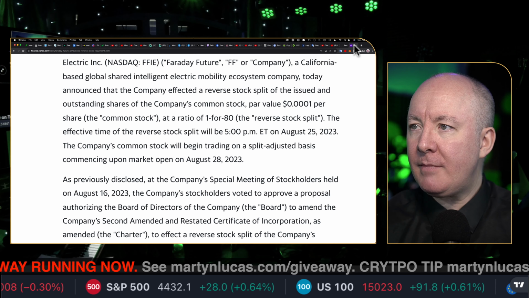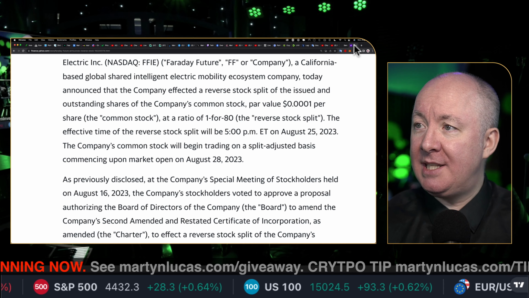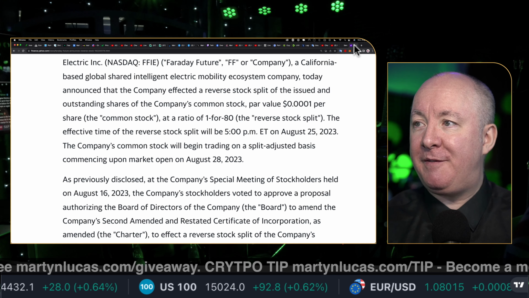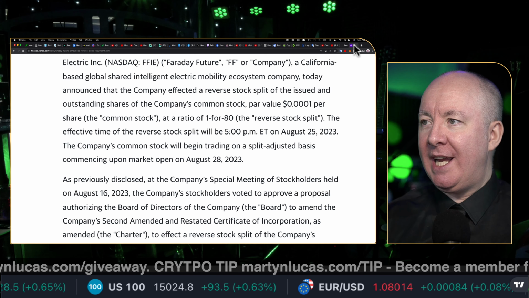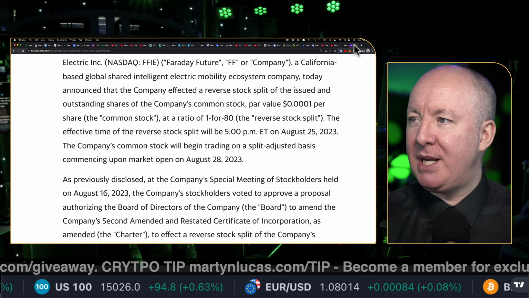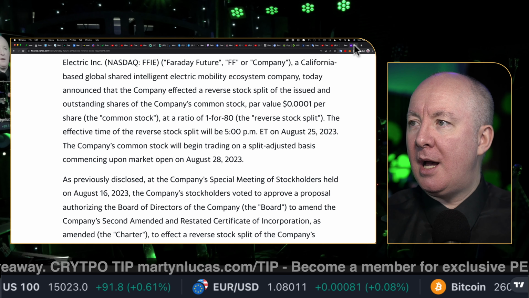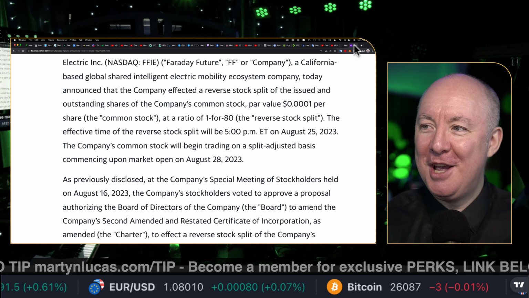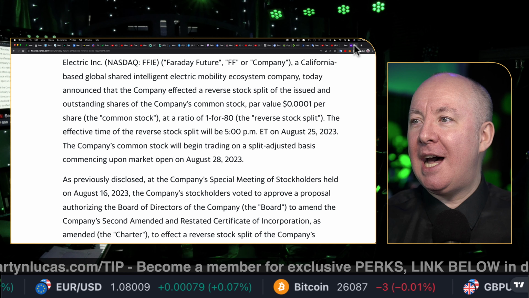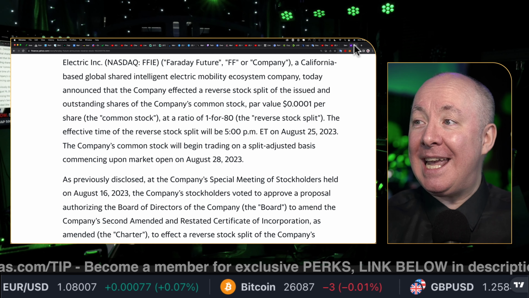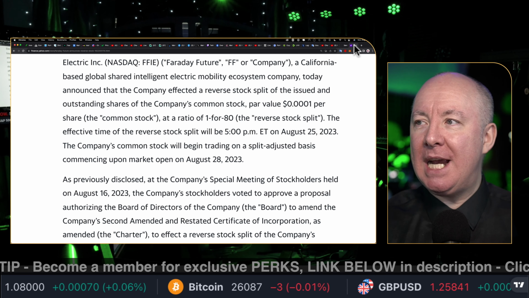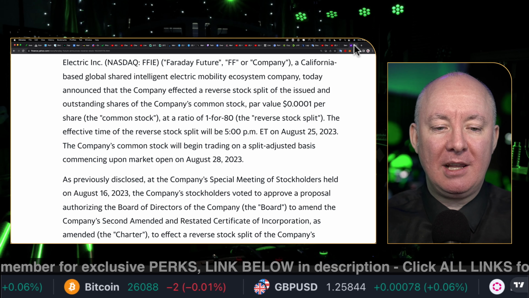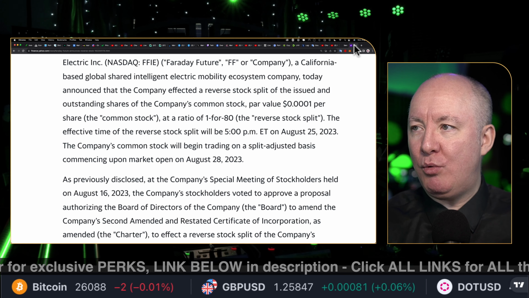FFIE, a global-based shared intelligent electric mobility ecosystem company, today announced that the company effected a reverse split of the issued and outstanding shares of the company stock, at a par value of $0.00001 per share, can you believe it? At a ratio of 1 for 80. This makes the stock look better today, but those who know where it came from realize that this stock has no value whatsoever.